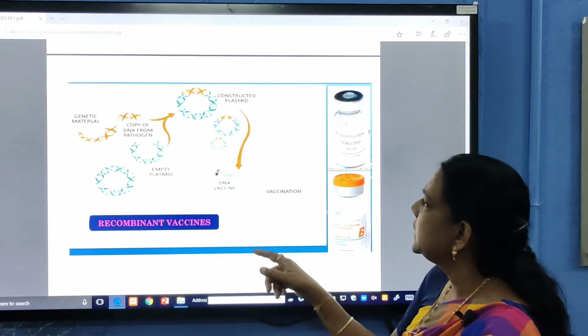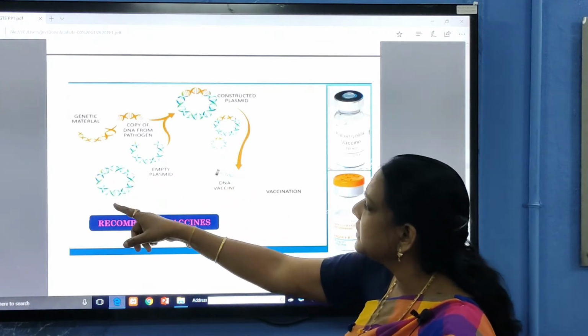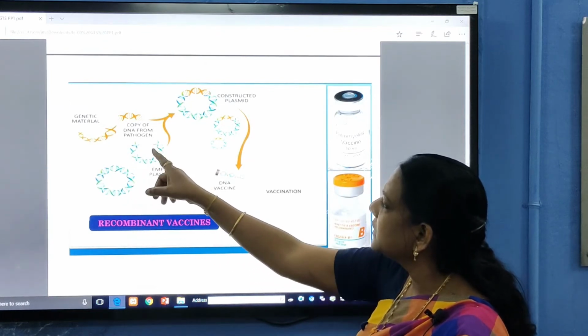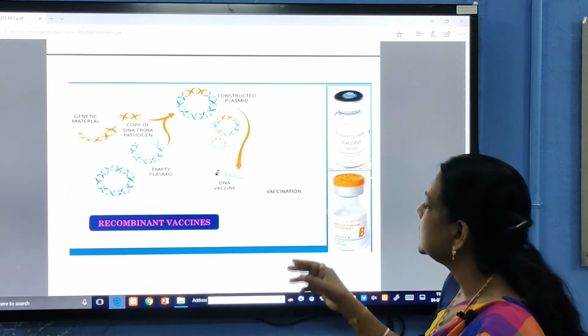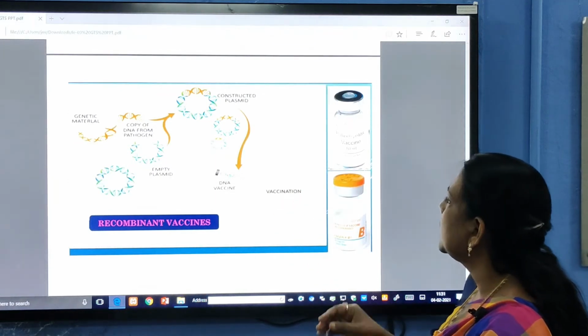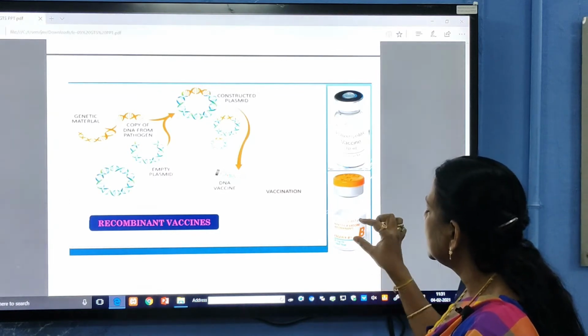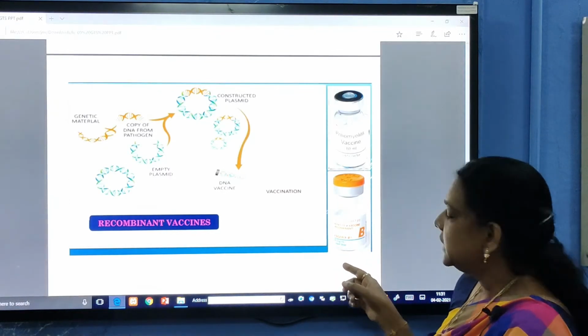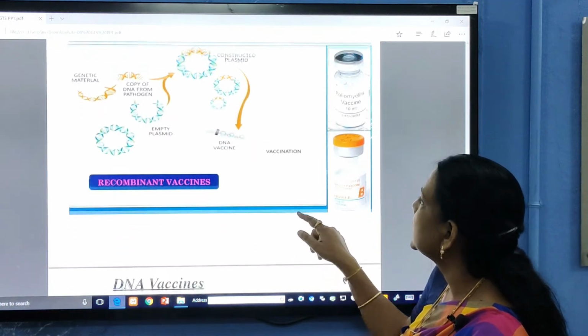So here, for recombinant vaccines, we have one type. See here the genetic material and the normal one. It is spliced, multiplied, then the DNA vaccine is produced. Now that is introduced for vaccination. We have examples such as the poliomyelitis vaccine and Engerix B. These are the vaccines which were used as recombinant vaccines.